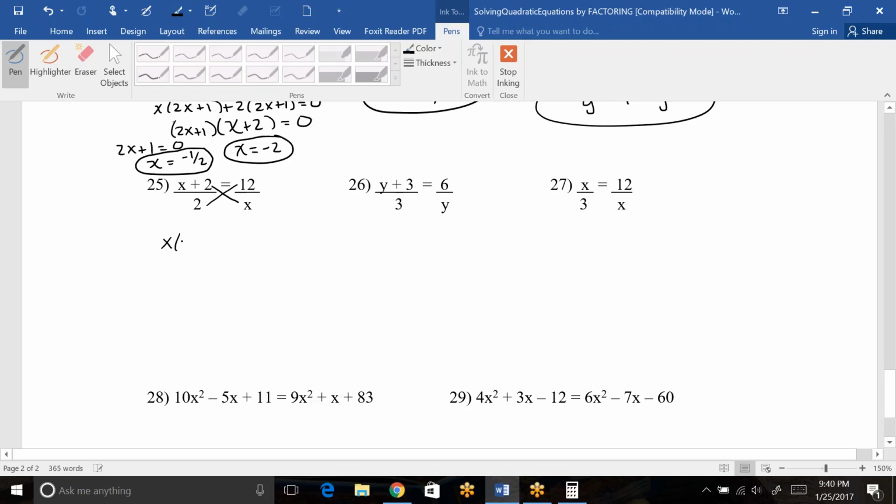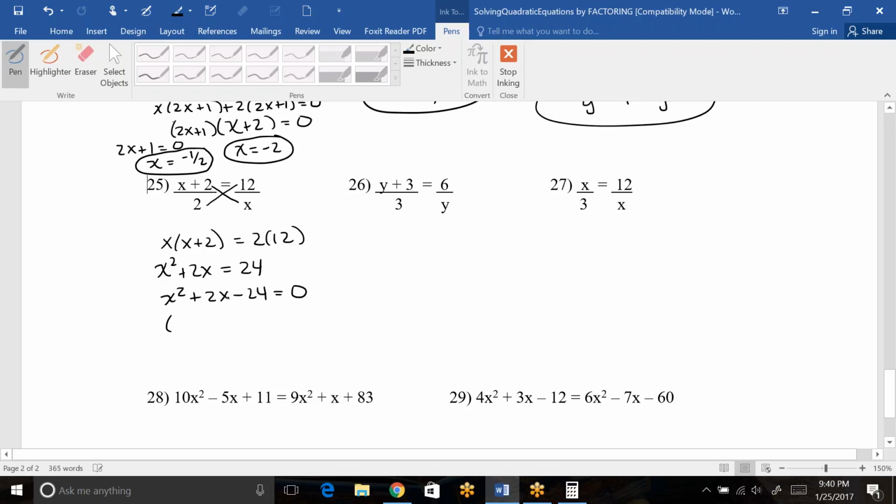So we would have x times x plus 2 equals 2 times 12. The first diagonal equals the second diagonal. We would distribute this, move the 24 over, and we're going to factor that. That's at least got a 1 in front, so it's going to be a nice factoring.